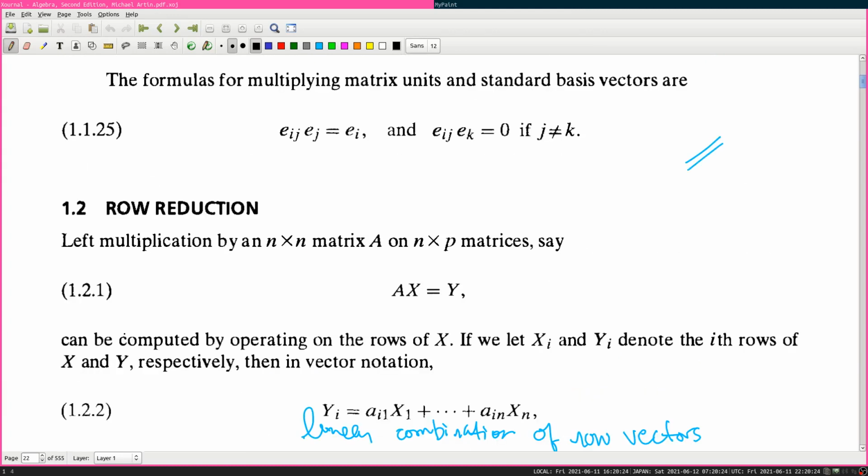1.2 row reduction. Left multiplication by an n by n matrix A on n by p matrices, say AX equals Y, can be computed by operating on the rows of X. If we let X_i and Y_i denote the ith rows of X and Y respectively, then in vector notation Y_i equals a_i1 X_1 plus up to a_in X_n.